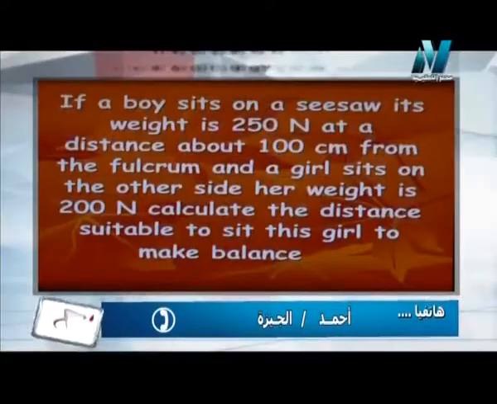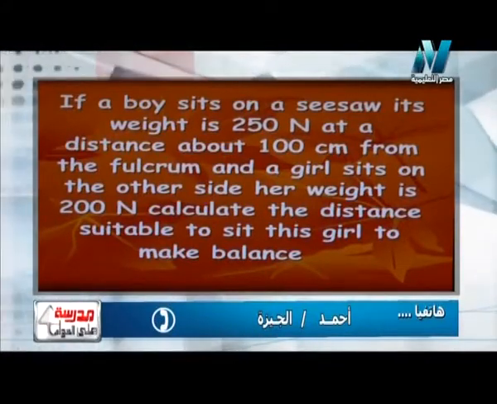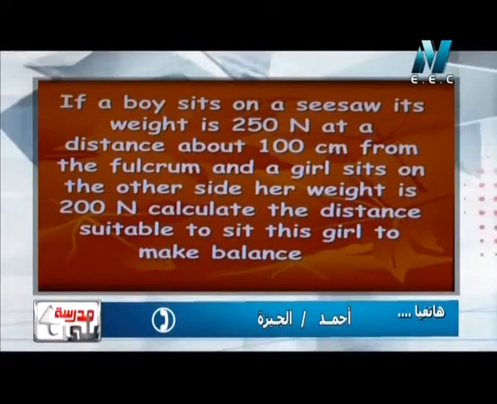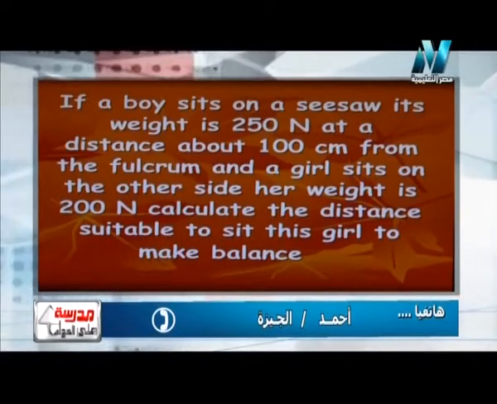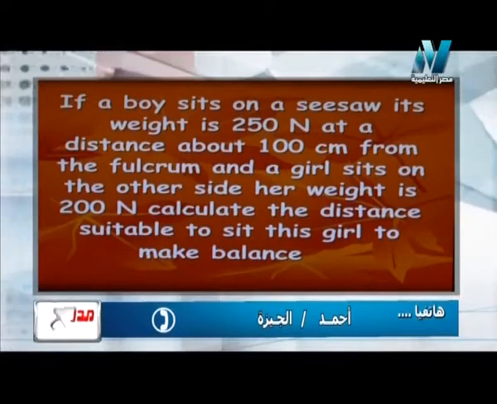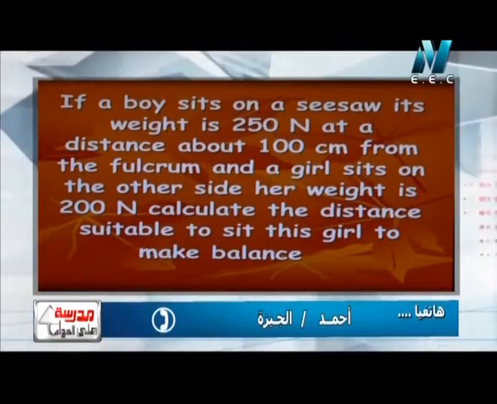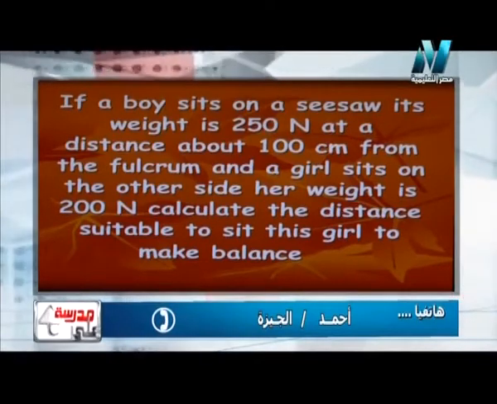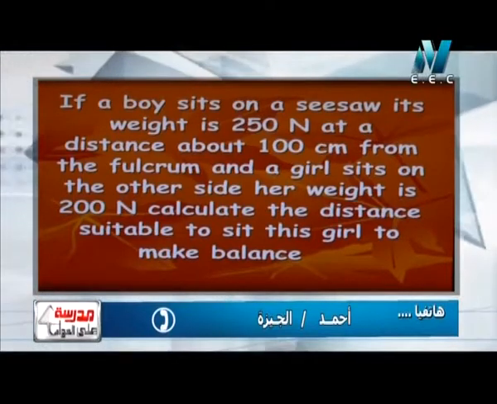If a boy sits on a seesaw, his weight is 250 Newton at a distance of 100 centimeters from the fulcrum, and a girl sits on the other side. Her weight is 200 Newton. Calculate the suitable distance to set this girl to make balance.